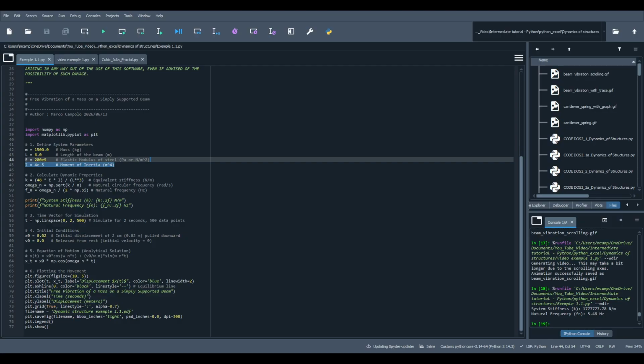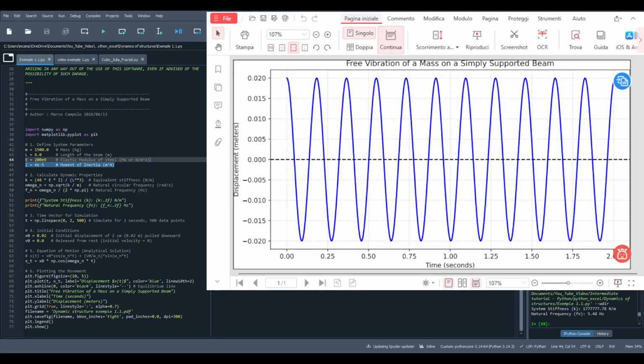and we can see the result. This is the figure where t is the horizontal axis and the displacement is the vertical. This is the result of our Python code.